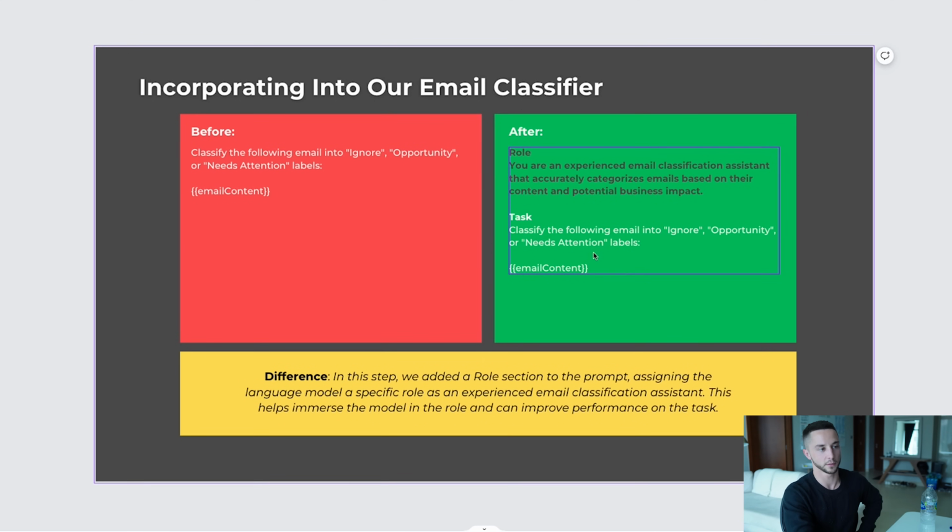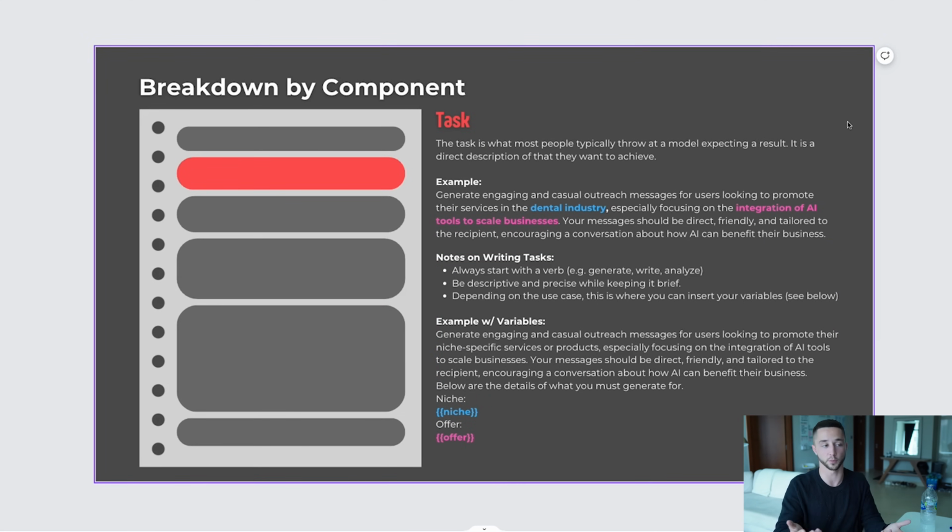This is actually the task. So the thing that most people actually put into ChatGPT or into the prompt is the task itself. So it's basically just telling it what it's going to do. Usually starting with a verb, we want to say generate this, analyze this, write this, but be as descriptive as possible while also keeping it brief. So an example here is generate engaging and casual outreach messages for users looking to promote their services in the dental industry, especially focusing on the integration of AI tools to scale businesses. Your messages should be direct, blah, blah, blah. So it's telling it what it should do. Use a verb, nothing too crazy here.